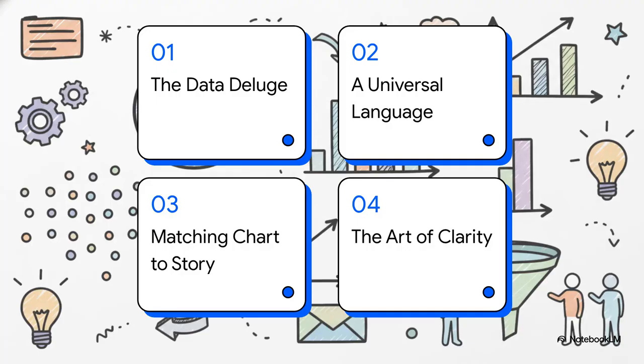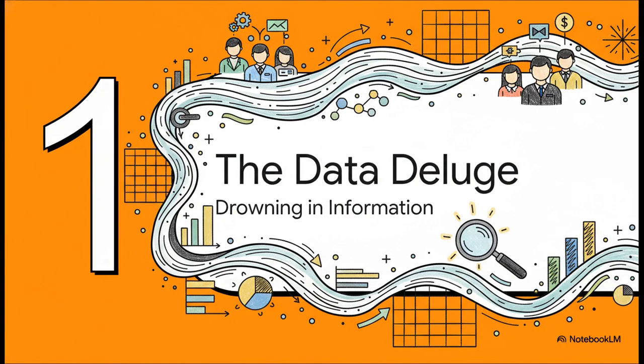To figure that out, here's our game plan. First, we'll talk about this data deluge. Then, we'll look at why charts are kind of a universal language. After that, we get to the good stuff, matching the chart to the story. And finally, we'll cover the art of clarity to make sure those stories are told right. So let's jump in with this idea of the data deluge.